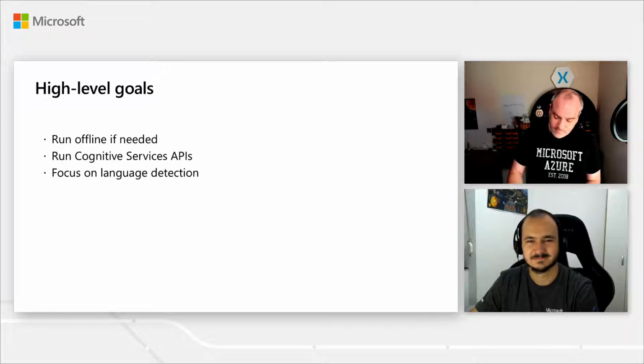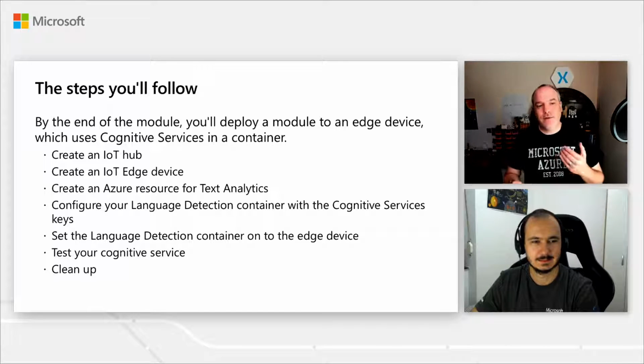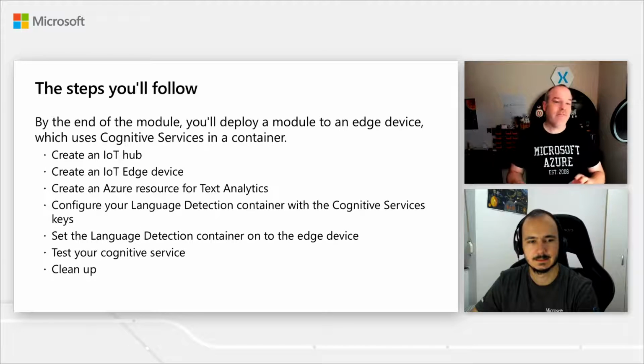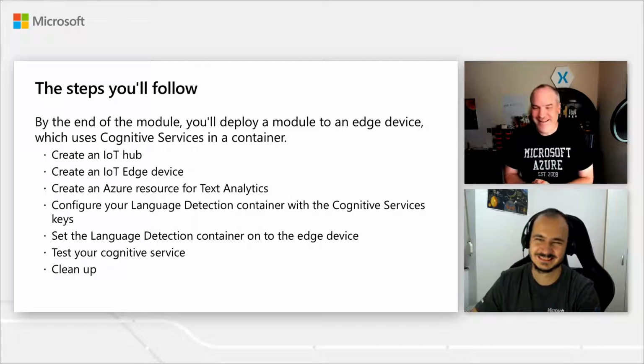Cool. So the steps we're going to do overall is we're going to start by creating an IoT Hub, then create an IoT Edge device, then create an Azure resource for text analytics, and then configure the language detection container to work with that resource. Now, the reason we have to set up a text analytics resource and a language detection container is money. It's basically money.